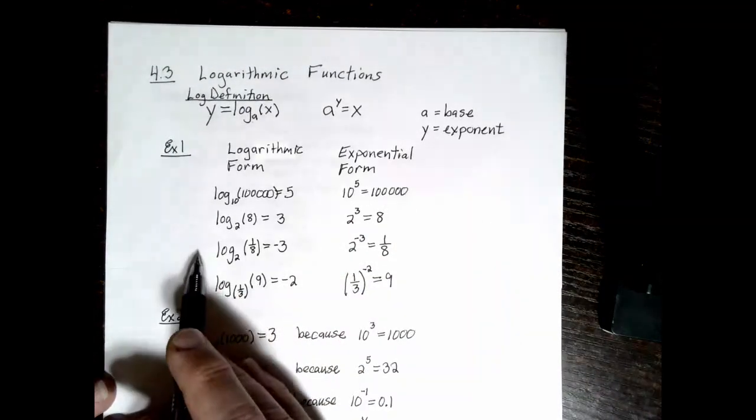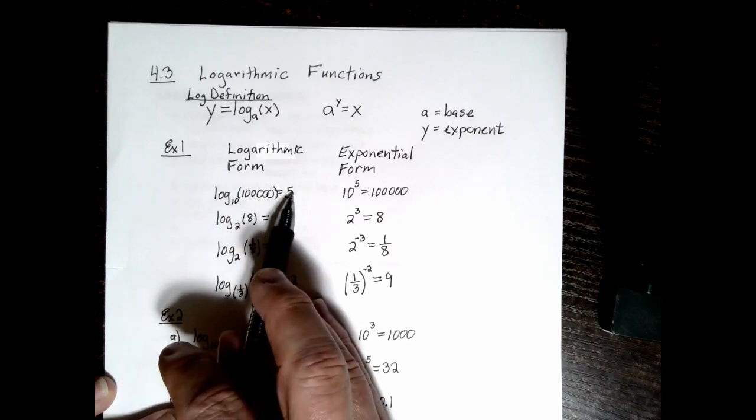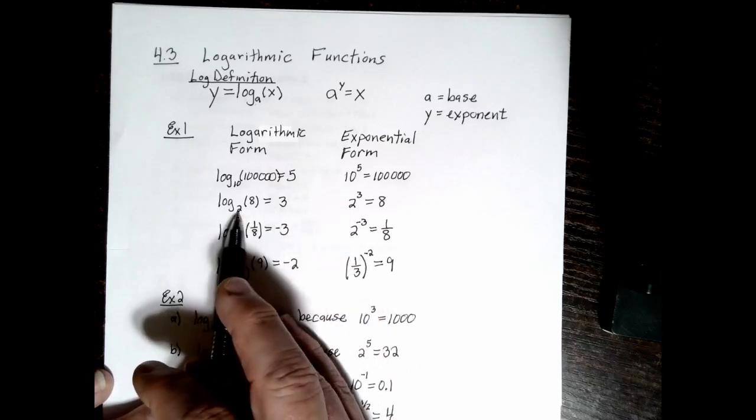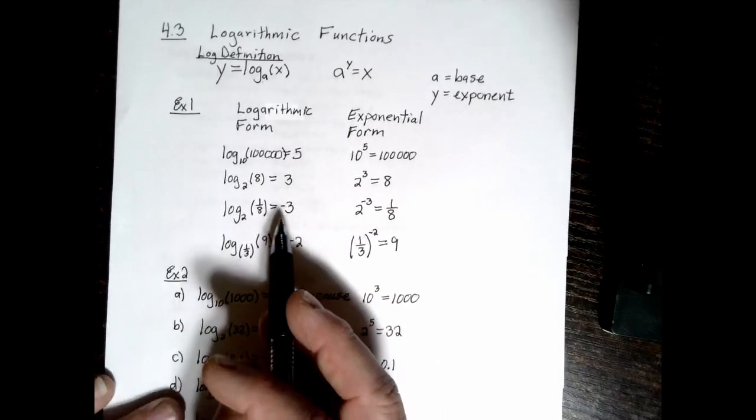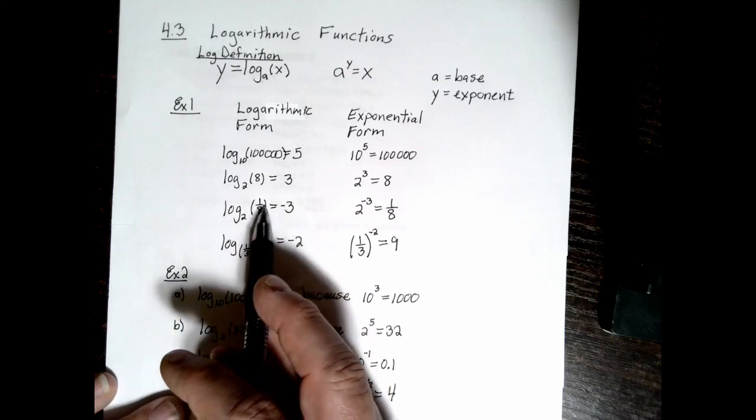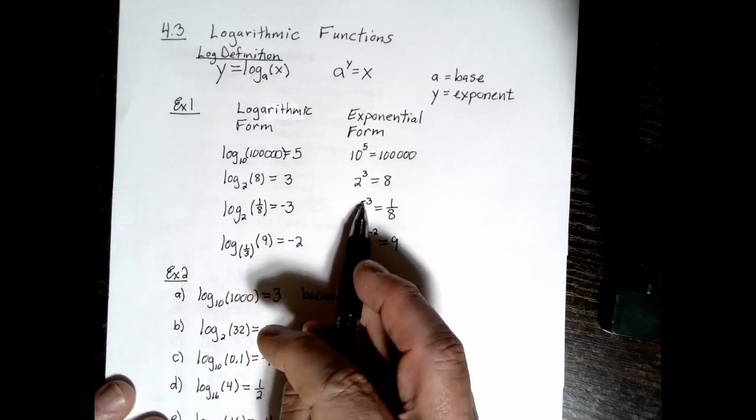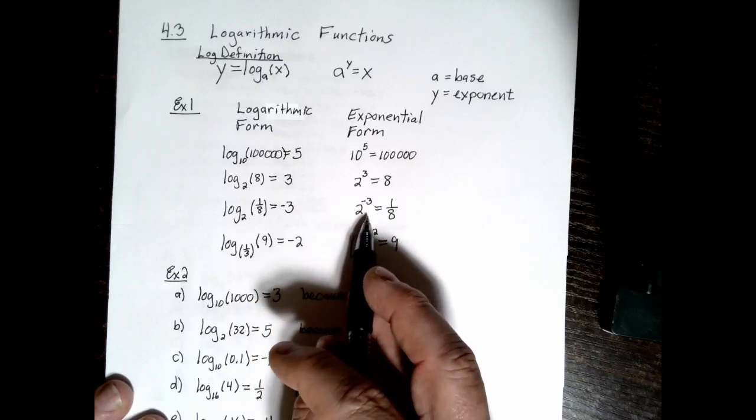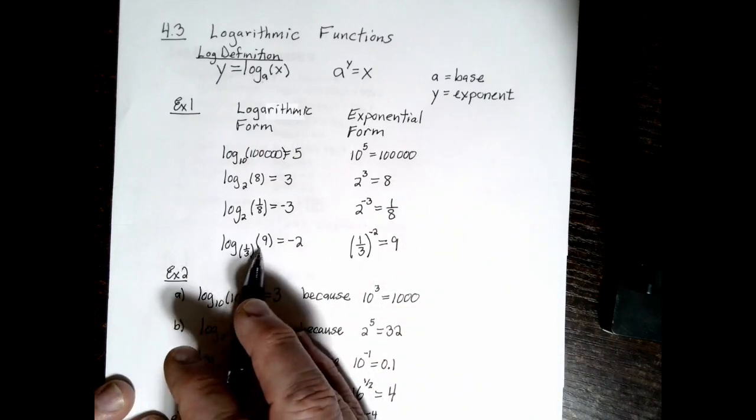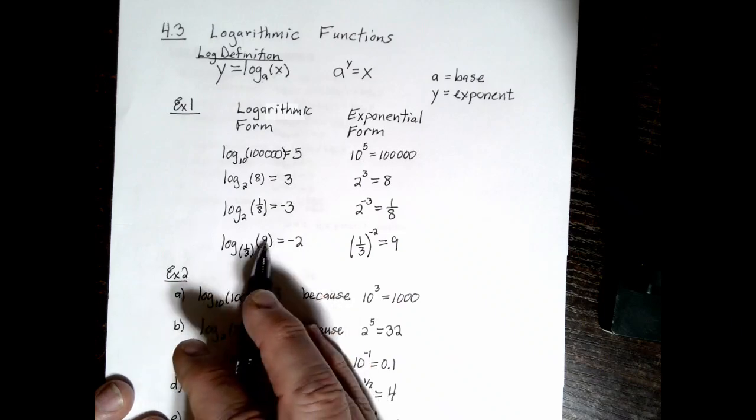So they give you some examples here. Log base 10 of 100,000 equals 5. That means 10 to the 5th equals 100,000. Log base 2 of 8 equals 3. That means 2 to the 3 equals 8. Log base 2 of 1/8 equals negative 3. That means 2 to the negative 3 equals 1/8. And it does, because 2 to the negative 3, when you cross the fraction bar, it's 1 over 2 to the positive 3, which is 1 over 8. Alright, log base 1/3 of 9 equals negative 2. That means 1/3 to the negative 2 equals 9.